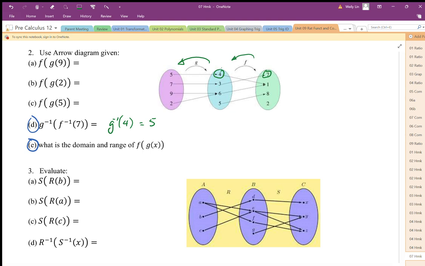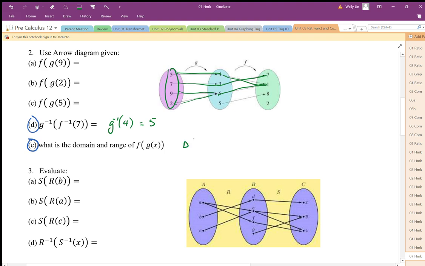For part E, it asks what is the domain and range of f of g of x. So what we're going to start with is our g function, the inside function g. This represents the input. So this is what we can input into the function, and all these inputs end up with outputs. Okay, now our inputs then, our domain, the domain of this function works out to be all those potential inputs.